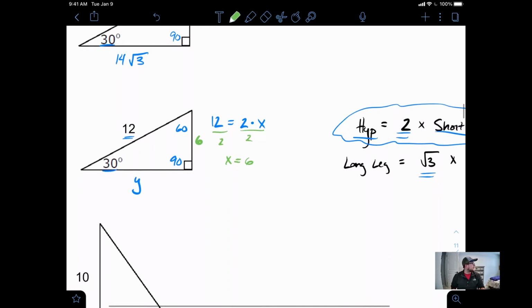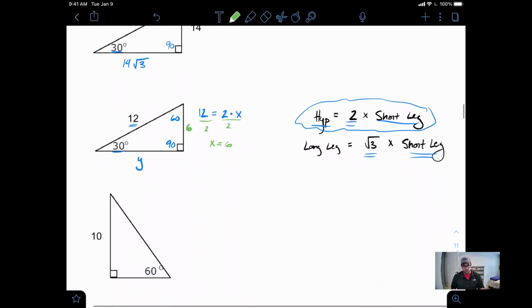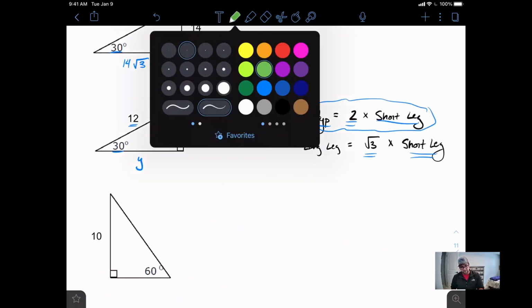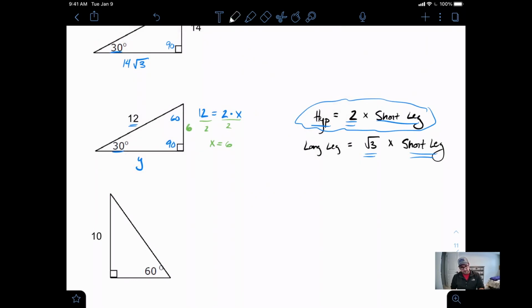Looking at the bottom of that triangle, we're looking for our long leg. So let's pull in our long leg formula. Our long leg, which we don't know, we gave it the name of y, so y is going to be equal to the square root of 3 times whatever the short leg is. The short leg we just figured out was 6. So this is going to be the square root of 3 times 6, which we can say better as 6 square roots of 3.